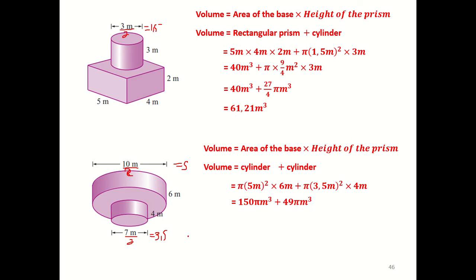You will get 150 pi cubic meters plus 49 pi cubic meters. That will give you 471.24 cubic meters plus 153,94 cubic meters. In total, you'll have 625,18 cubic meters.